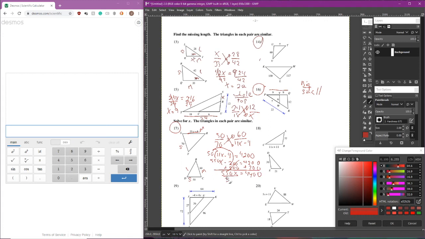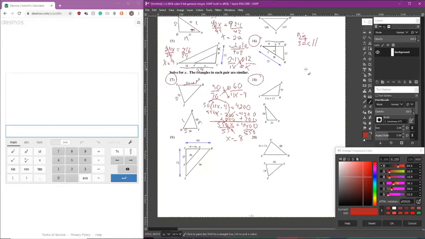Now we need to divide away our 550. You can throw that in the calculator. 4,400 divided by 550, and that ends up giving you 8. So this x that we were supposed to solve for up here equals 8. Number 18 is a lot like number 17, so that will be assigned. Let's go look at number 19.